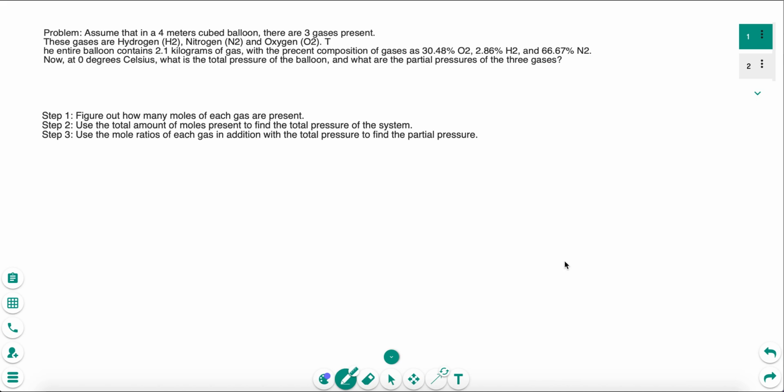So the problem is that, assume that in a 4 meters cubed balloon there are three gases present. These gases are hydrogen, H2, nitrogen, N2, and oxygen, O2. The entire balloon contains 2.1 kilograms of gas with the percent composition of the gases as 30.48% oxygen, 2.86% hydrogen, and 66.67% nitrogen.